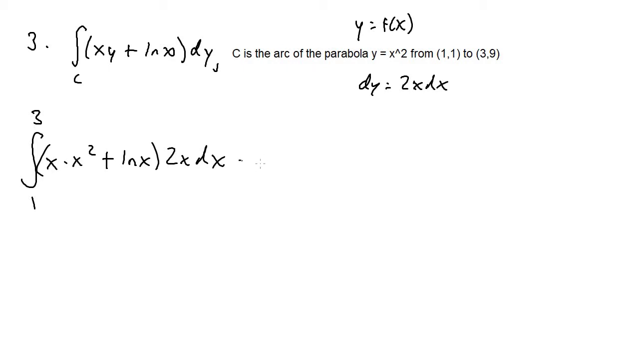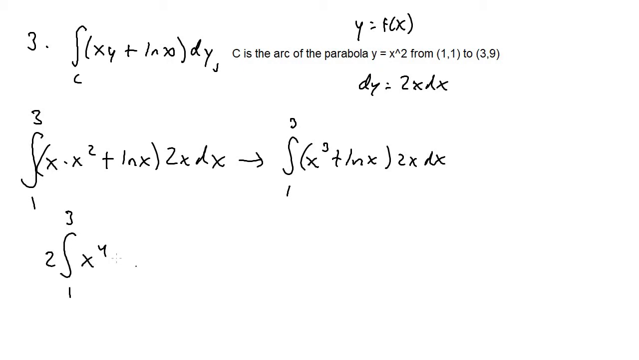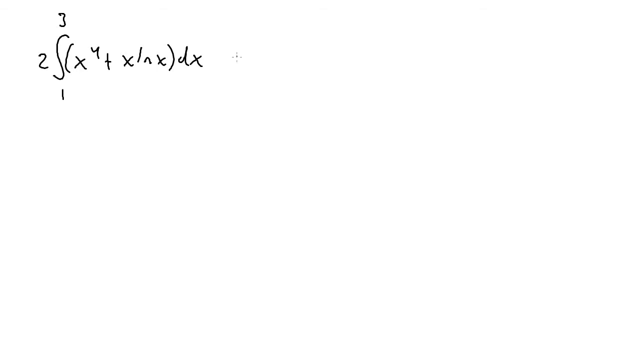So if I simplify it, we get the integral from 1 to 3 of x cubed plus ln x times 2x dx. Now 2 can come outside the integral as a constant, and I'm going to go ahead and distribute over the x. So we get 2 times the integral from 1 to 3 of x to the 4th plus x times ln x dx. Now the integral of x to the 4th is just going to be x to the 5th over 5. But how can we integrate x times the natural log of x? Well, we have to use integration by parts.